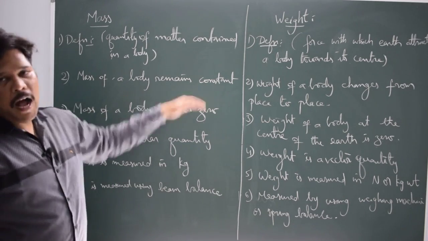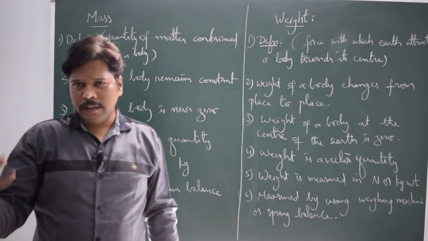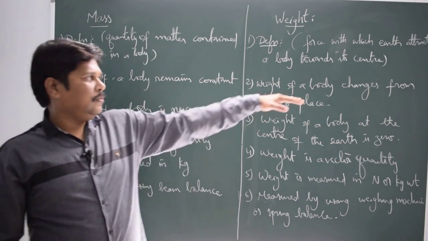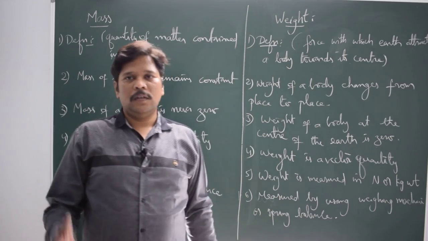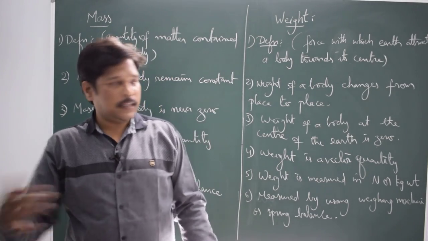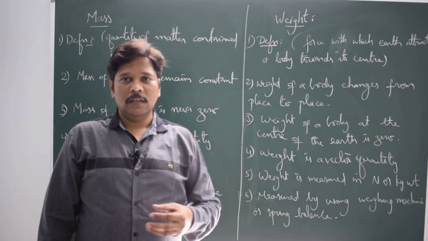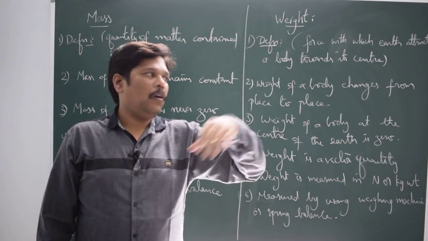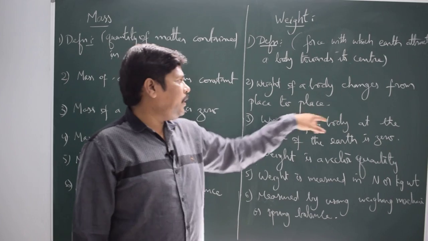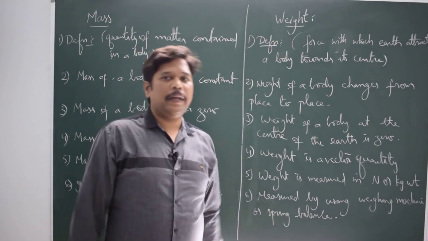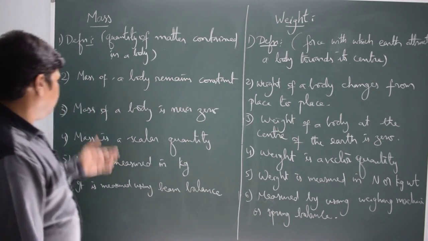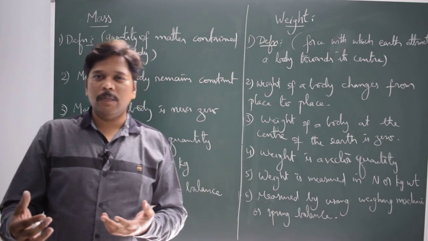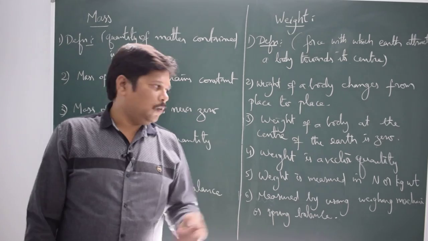Second, mass remains constant. Wherever we take the object, the matter contained will remain constant. Whereas, since weight is a force, it varies from place to place. Acceleration due to gravity varies, and it also varies from planet to planet or to the satellite. So the weight of the body changes from place to place. It is not constant. Mass of a body is never zero, since we have matter contained in a body, it can never be zero.